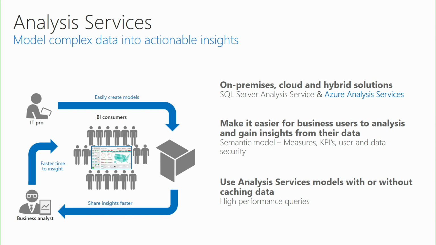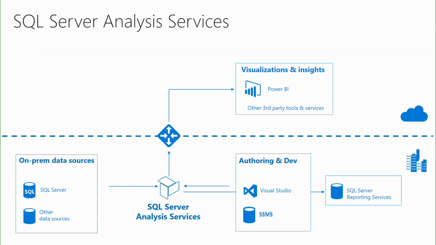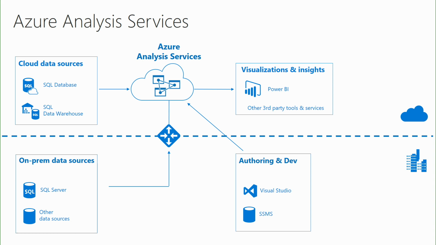Now that you have all your business users coming in to query your data, you can also use Analysis Services to cache that data, so it's very quick for them to access it, and it reduces the load on your underlying data marts. We've taken SQL Server Analysis Services, and we've moved it to the cloud as a fully managed platform as a service within Azure. You can keep your on-premise data sources by connecting to them through a gateway, or you can move to more modern data sources like Azure SQL Data Warehouse or Azure SQL Database. Then you can connect it up to Power BI or other third-party client tools.